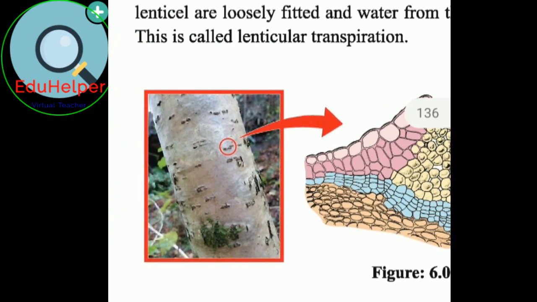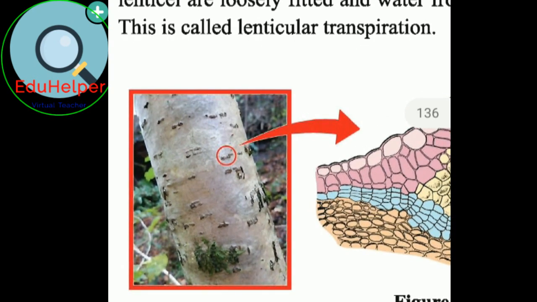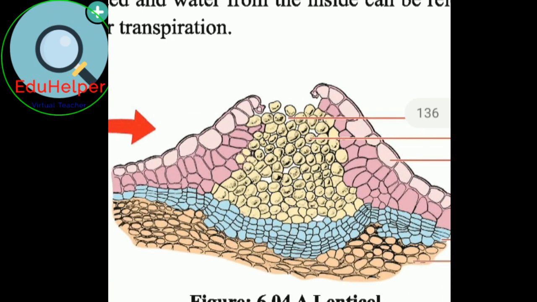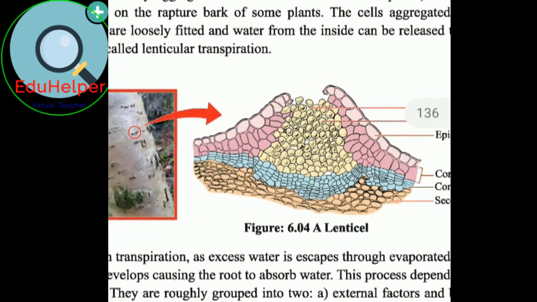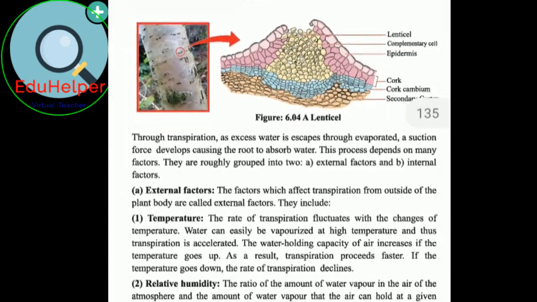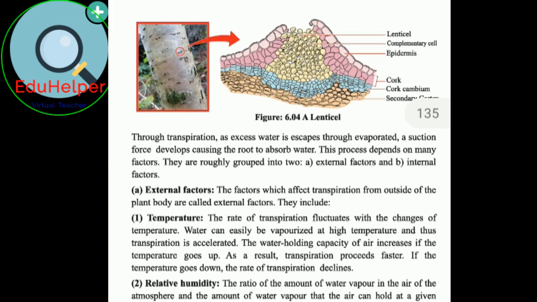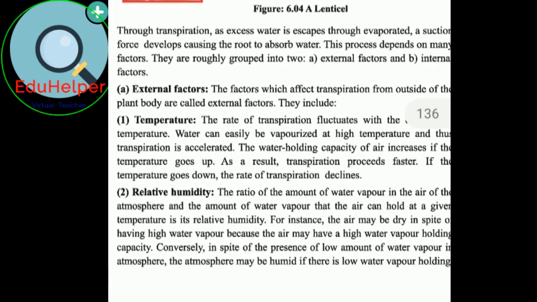Okay, so here this is a part of a lenticel, and if we enlarge it, the figure may look like that. Okay, this is a figure of a lenticel. So through transpiration, excess water is escaped through evaporation. A suction force develops, causing the root to absorb water. The process depends on many factors.